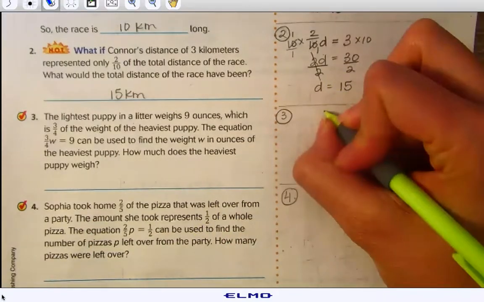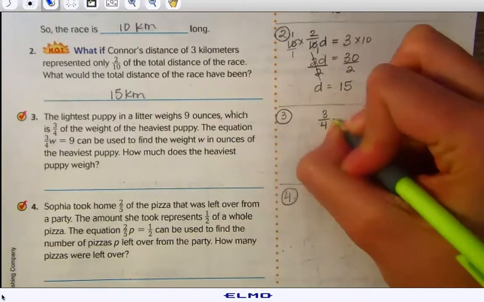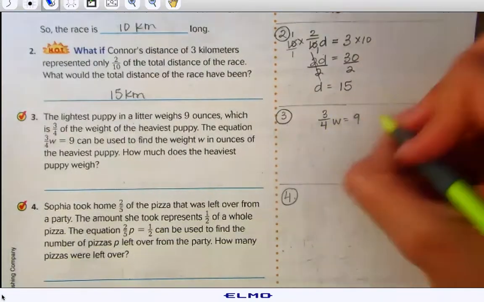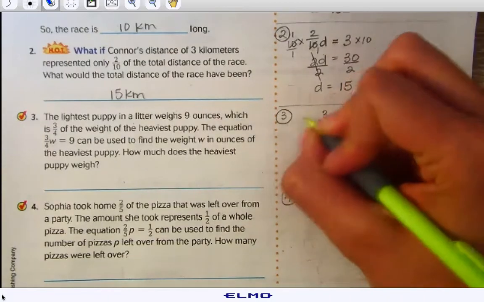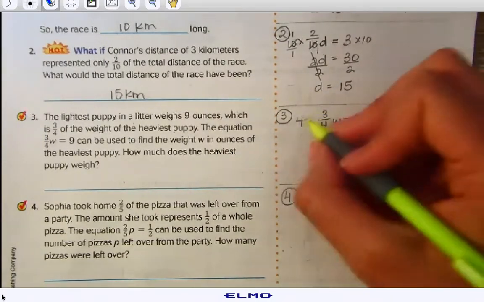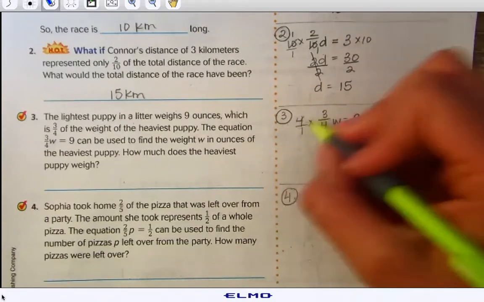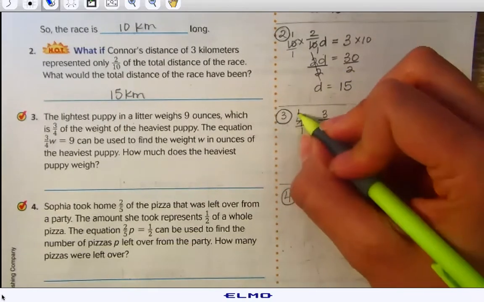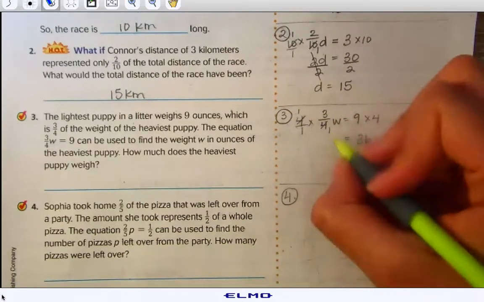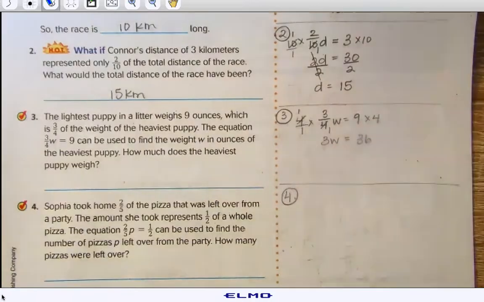Again, we're going to start by writing out our equation and multiplying by the denominator. I'm going to multiply by 4 on each side. 9 times 4 is 36. And then I'm going to multiply the 4. 4 goes into itself one time. 3 times 1 is 3, divided by 1 is 3, so I should have 3W.